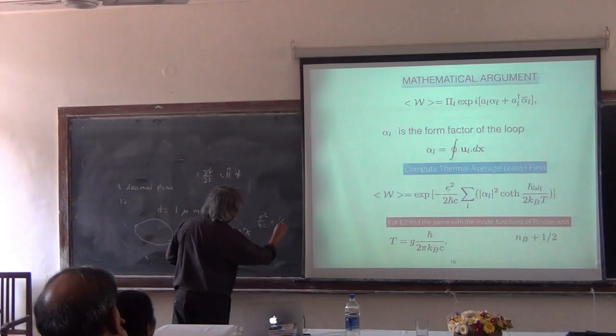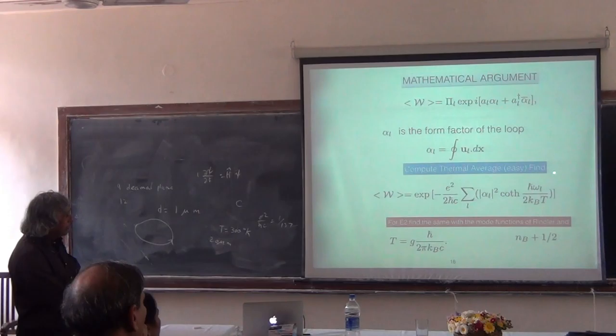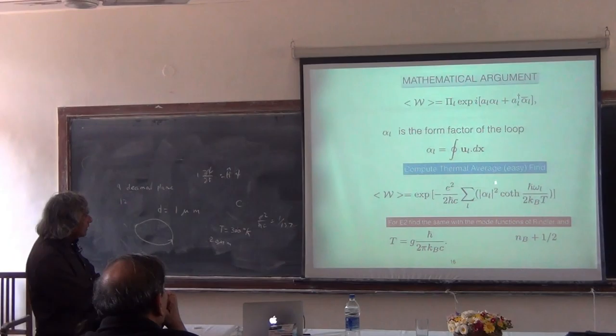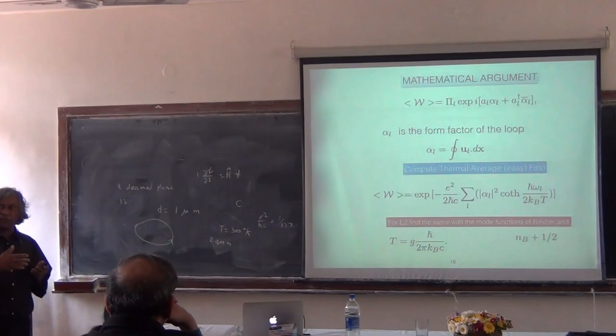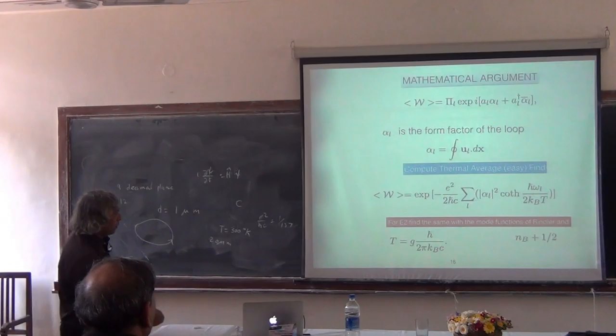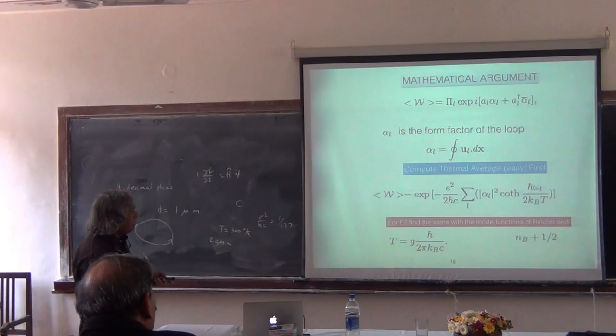And what we are working out is the thermal average, the thermal expectation value of the Wilson loop. It's a very easy calculation, and it's there in the paper in the appendix. It uses the methods of quantum field theory. But the answer is quite simple. It looks like this. The average of the Wilson loop is given by the exponential of this quantity, where here is the fine structure constant, e squared upon h bar c. That's about 1 over 137.